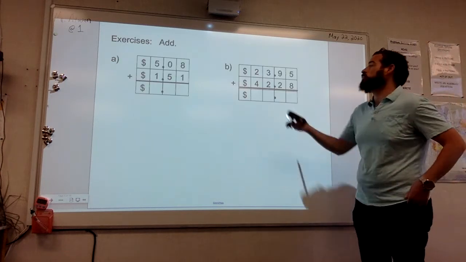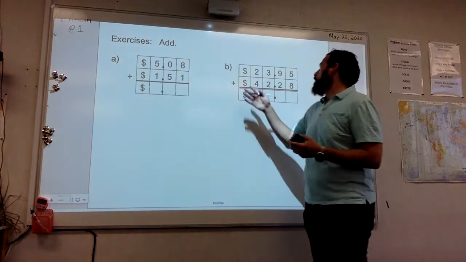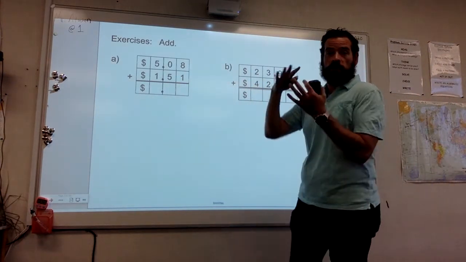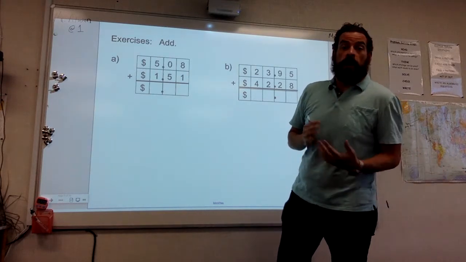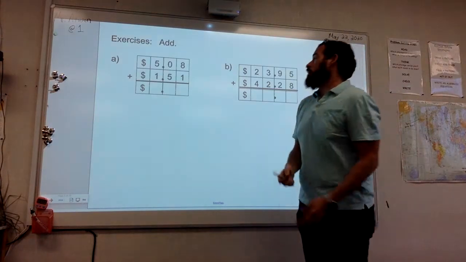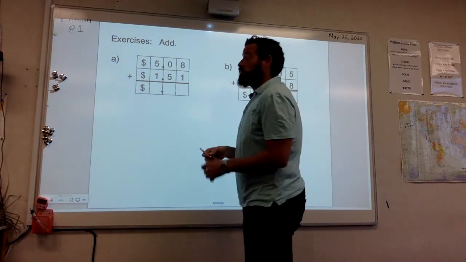All right, so let's just do a couple of examples here. Just the same thing that we just did. And then we've got one with 3 digits, one with 4 digits. But again, it really doesn't matter how many digits you have as long as the numbers are all lined up and your decimal point is lined up, you should be just fine.